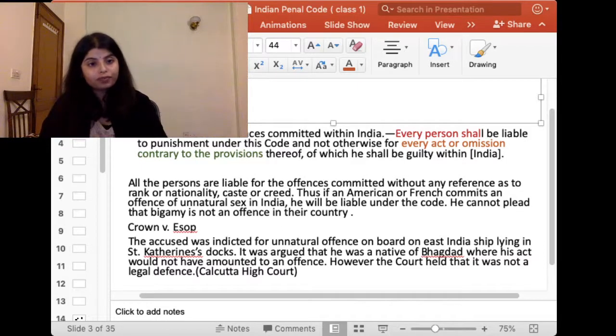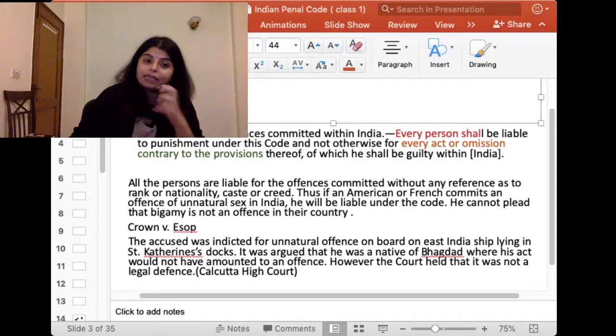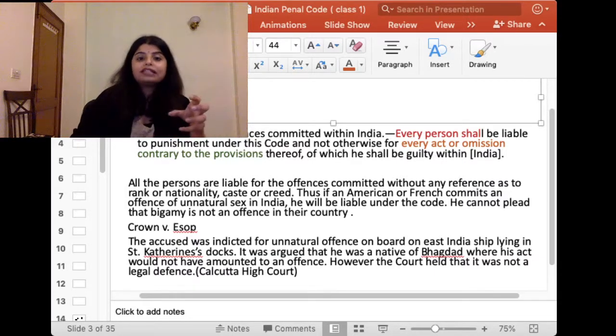Or for example, there is a lifeguard who is near the swimming pool and does not save anyone who is drowning. So he has omitted to do something. Or for that matter, if you omit to follow the traffic rules. So an omission can also make you liable under this code. The whole crux of this particular section 2 is that any person of whatsoever creed, caste, sex, nationality, if he commits an offense on the land of India, he shall be liable.